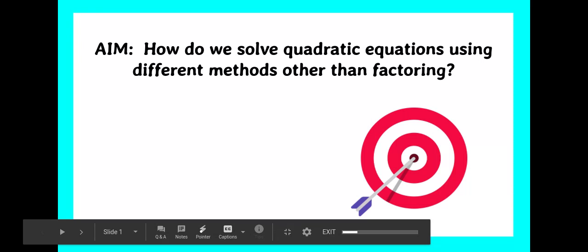Hey guys, so what we're going to do today is start looking at how to solve quadratic equations by using different methods other than factoring. Some of you may have been thinking, what happens if we can't factor it? How can we solve these equations? Because all equations in math are pretty much solvable. So that's what we're going to take a look at today.